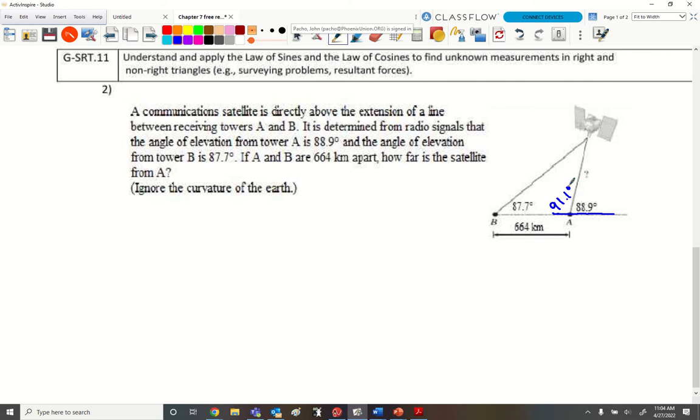Okay, A and B are 664 kilometers apart. How far is the satellite from A? So, we're looking for right over here. If you can see the question mark, right? Can you see the question mark here on yours? So right here, what letter is that supposed to be? Little b. Very good. That one's supposed to be little b.